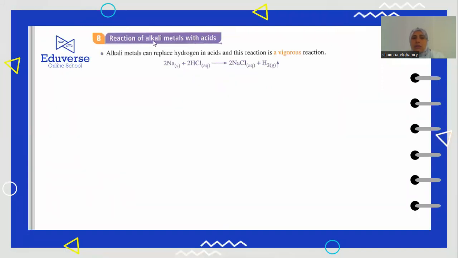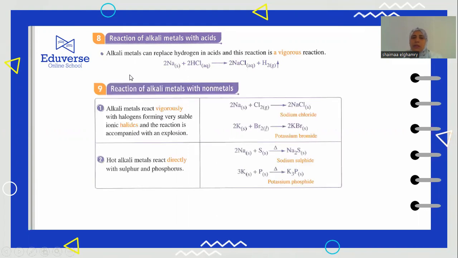The reaction of alkali metal with acid: alkali metal can replace hydrogen in acids with a vigorous reaction. So if we react sodium directly with HCl, it forms NaCl plus H2 gas with a vigorous reaction. So it's not a suitable step or idea to form salts by direct reaction with acids.